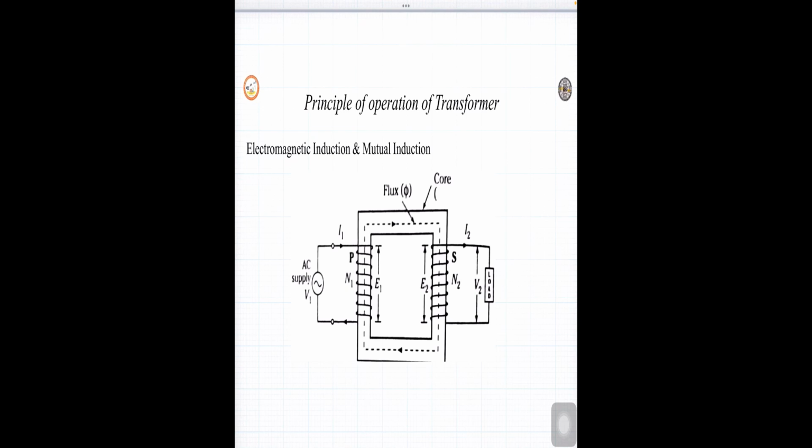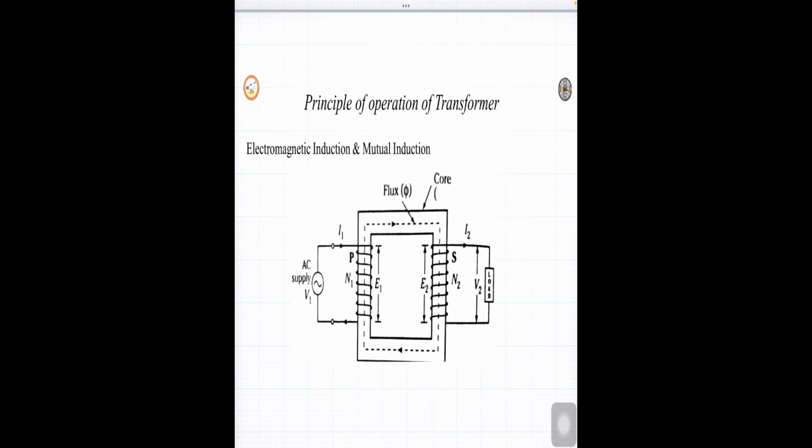Now, let us understand the principle of operation of a transformer. As we all know, the transformer works on the principle of electromagnetic induction and mutual induction. Now, observe the circuit here. In a circuit, an alternating voltage V1, which you can see on the left side, is applied to a coil N1. It has a number of turns in the primary winding, and by applying this, we produce an EMF E1, which is induced across the coil N1.